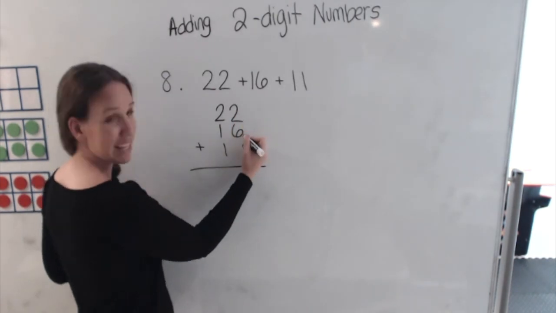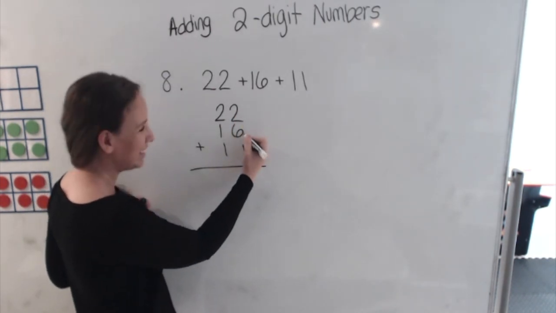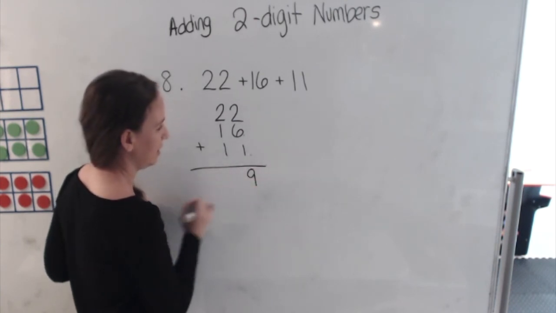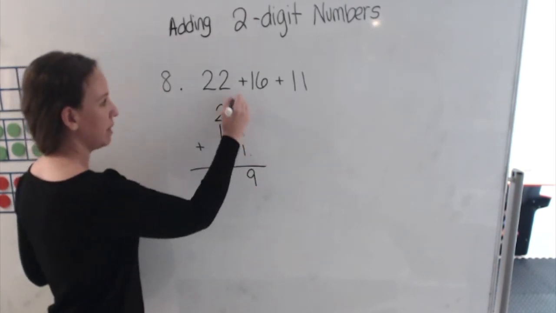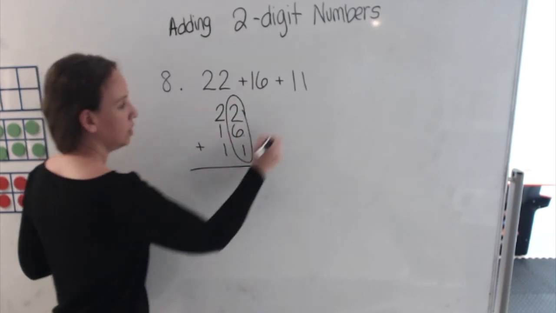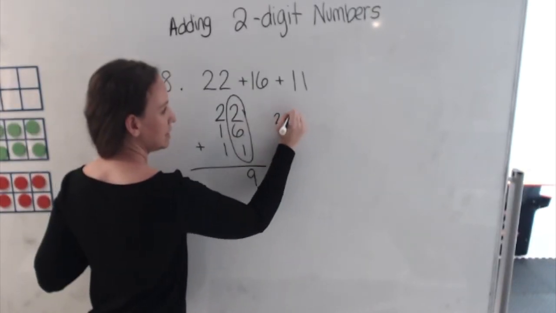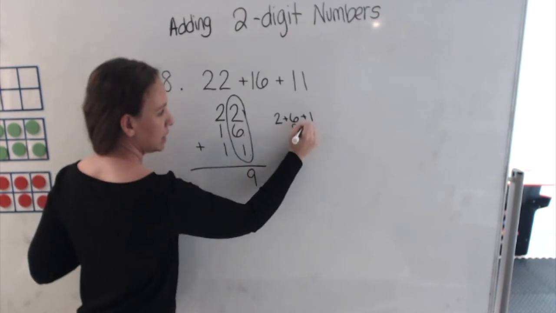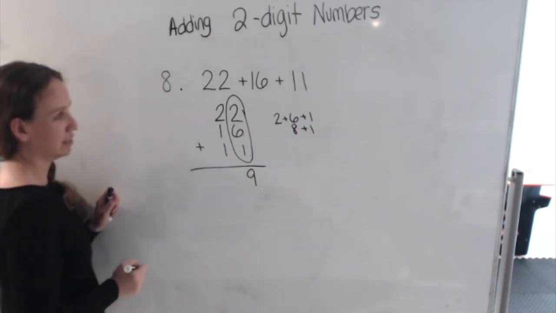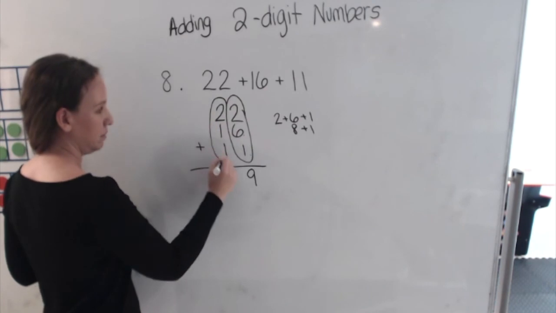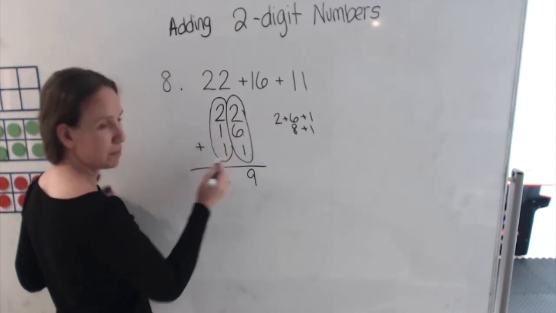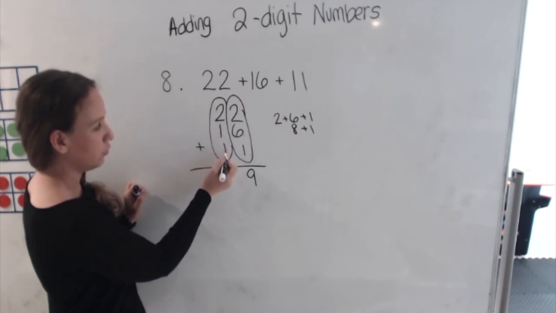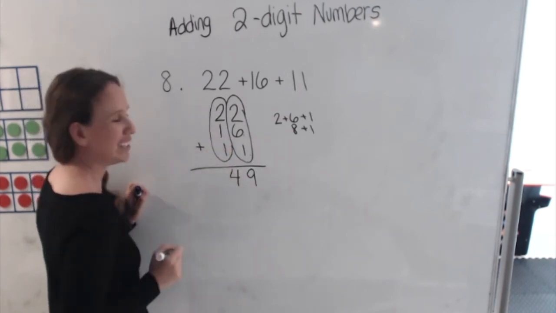2 plus 6 is 8, and one more makes 9. Great job, guys. So this whole column, 2 plus 6 plus 1. That's 8 plus 1, which is 9. And now let's add this column. 2 plus 1 plus 1. That's 2, 3, 4. 49.